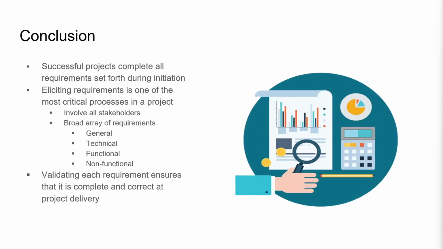Let's look at some final conclusions we can draw about business requirements documentation. To be successful, projects need to satisfy the requirements that were identified at the inception of the project. Therefore, eliciting and documenting these requirements is one of the most critical processes in a project. The elicitation of requirements should include all relevant stakeholders and cover a broad array of requirements: general, technical, functional, and non-functional. Finally, each requirement needs to be validated to ensure that it is directly traceable to a stakeholder need and that it is also correct and complete when the project is delivered.